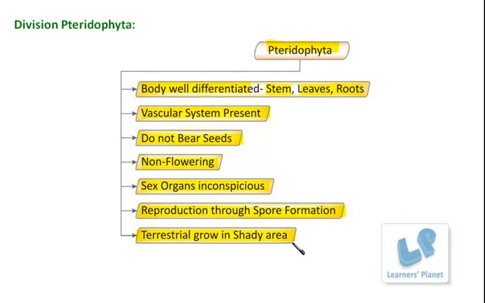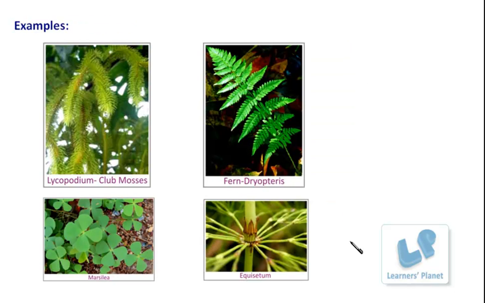So further, now let me show you some pictures or examples of this particular group, or the plants that belong to this group. Well, here are some pictures. This very first picture, I hope you must have seen these plants in a garden or somewhere. Together these are known as the club mosses, and this picture is known as Lycopodium.